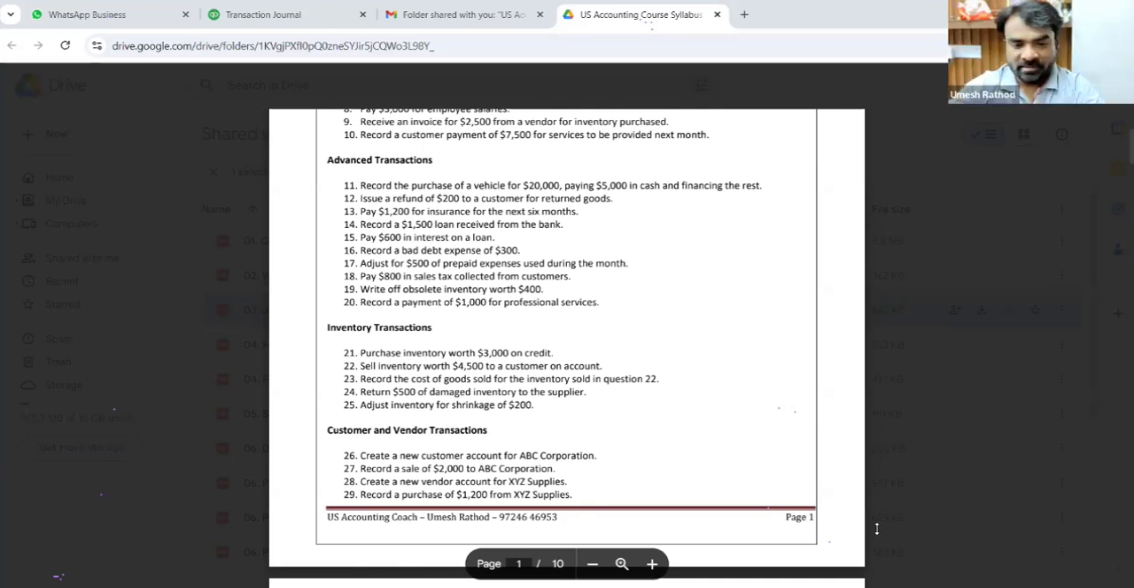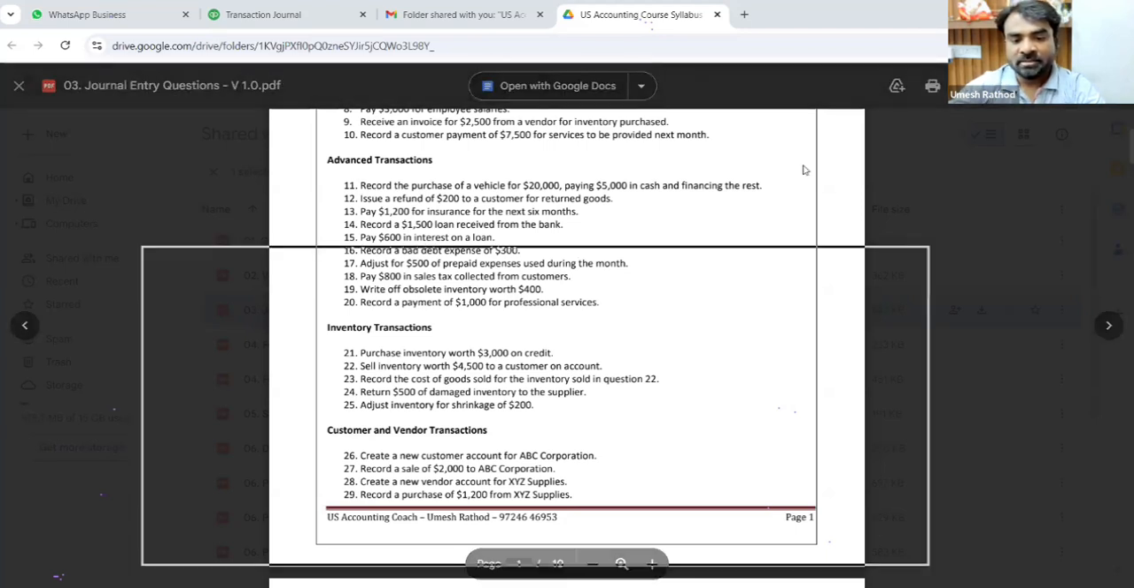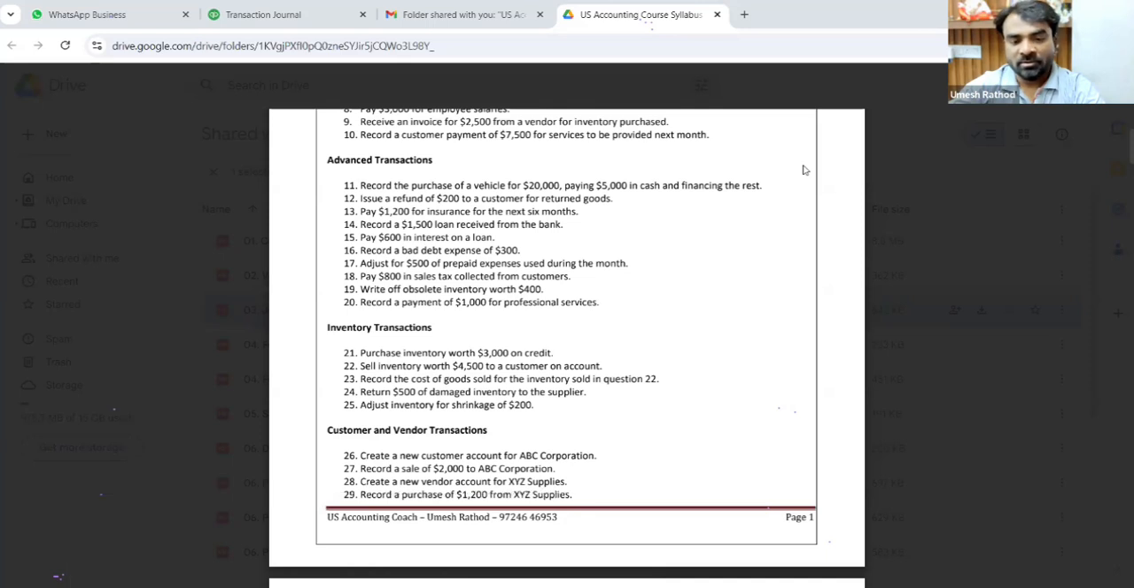By the 26th transaction, all these are QuickBooks related transactions. And that's really great if you go through the modules, and only after that do all these transactions, so that becomes very easy for you. Like creating customers, recording sales, creating a new vendor account, and recording purchases. So all these are uses of modules.